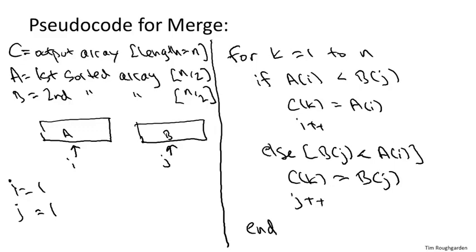Now again, I'm being a little bit sloppy so that we can focus on the forest and not get bogged down with the trees. I'm ignoring some end cases. So if you really wanted to implement this, you'd have to add a little bit to keep track of when you fall off either A or B. Okay, so you'd have additional checks for when i or j reaches the end of the array, at which point you'd copy over all the remaining elements into C.